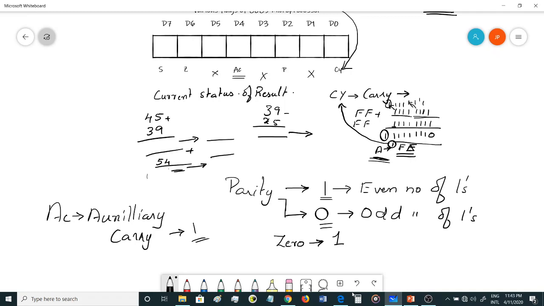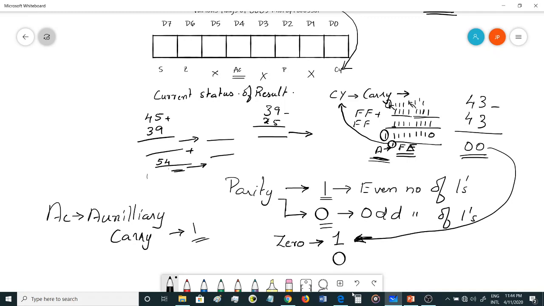Let's say you are doing an arithmetic operation, a subtraction, let's say you do 43 minus 43. Your result will be 00, and if the result is 00, your zero flag will be set to 1. Otherwise it will be set to 0. Only when your result is 0 will it be set to 1. All the other times your zero flag will be 0.